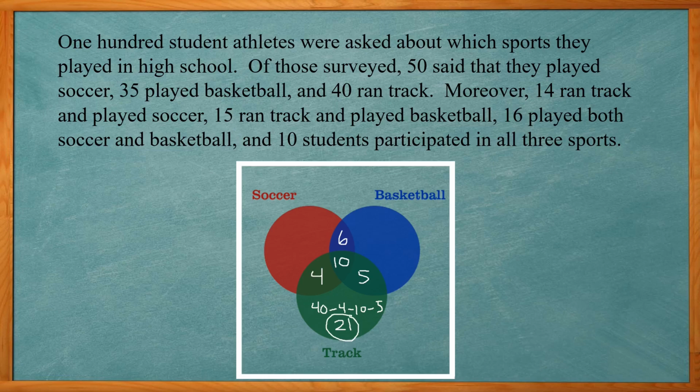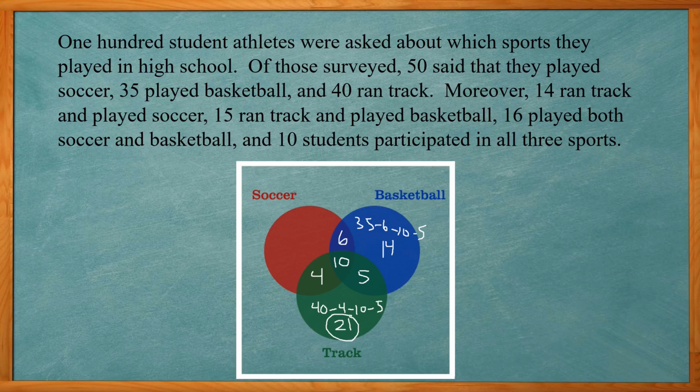And we know 35 played basketball, so we got the 35 minus 6 minus 10 minus 5. Those are already in the basketball circle, so we need to subtract those out. That gives us 14.